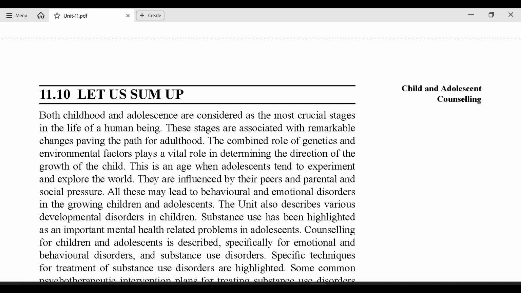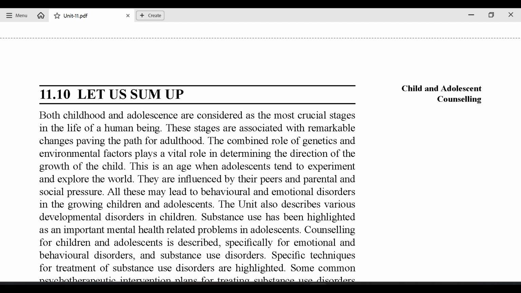This is an age when adolescents tend to experiment and explore the world. They are influenced by their peers and parental and social pressure. All these may lead to behavioral and emotional disorders in the growing children and adolescents. The unit also describes various developmental disorders in children. Substance use has been highlighted as an important mental health-related problem in adolescents.